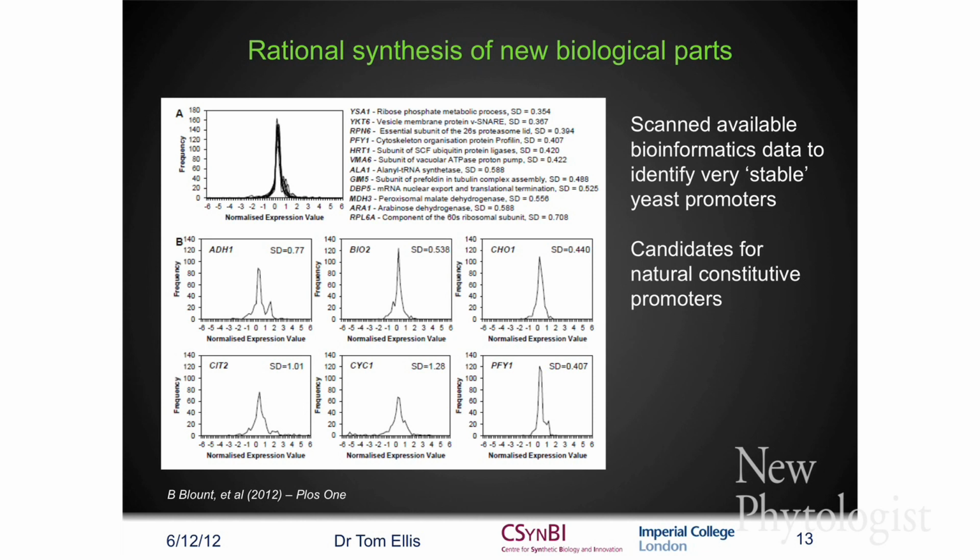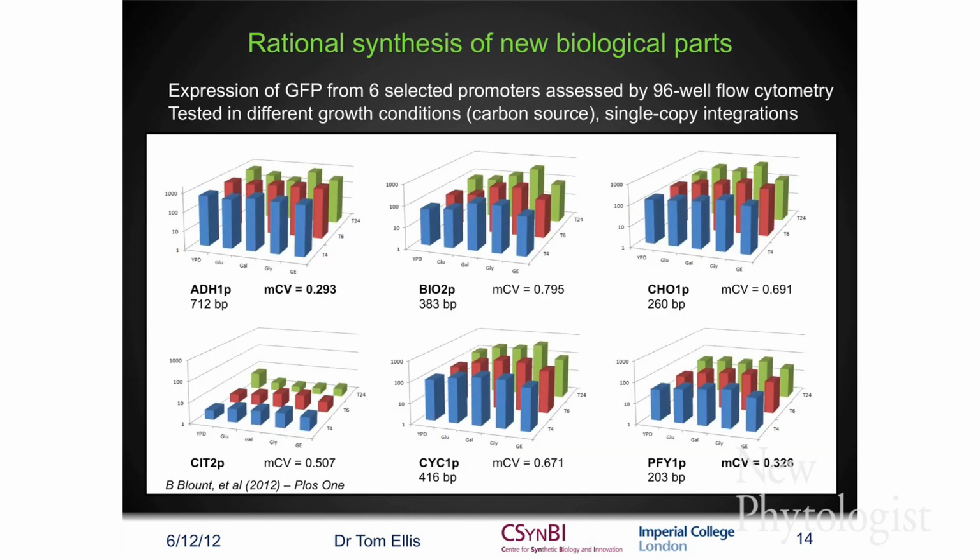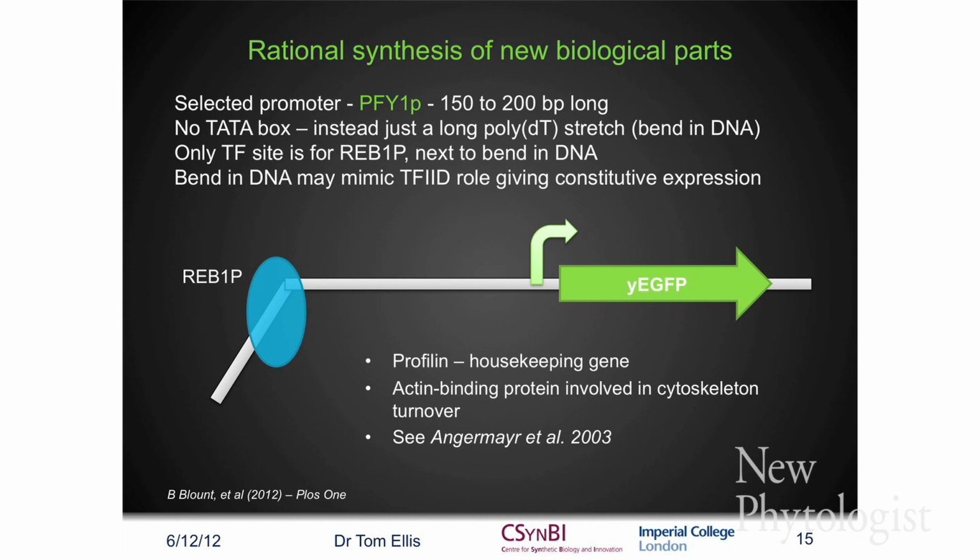and compared against ADH1 and Psych1, which are commonly used. And we tested ourselves, so not microarray, but this time GFP expression with flow cytometry as well to see how the single cell variability is. And from that, we had these candidates, and we went for PFY1P, which had a pretty stable profile and a low cell-to-cell variability, and crucially also it's a very small promoter.